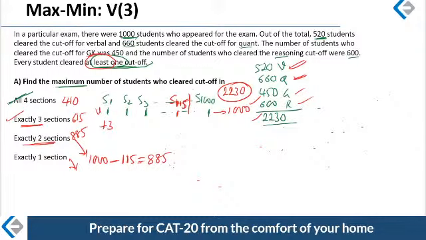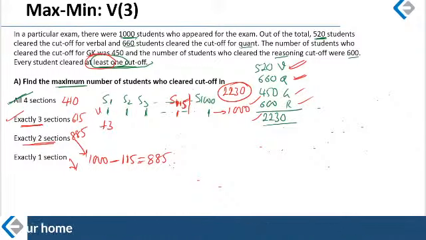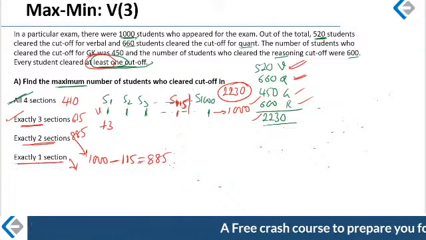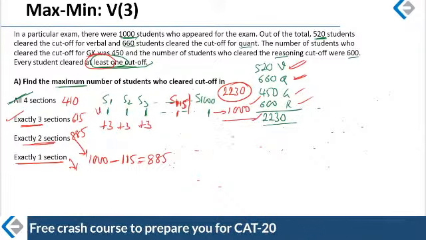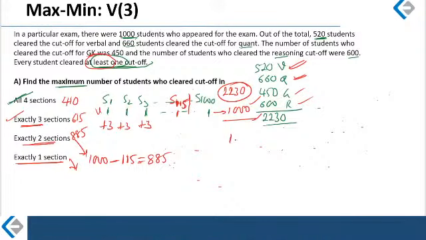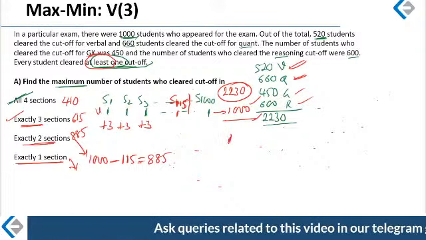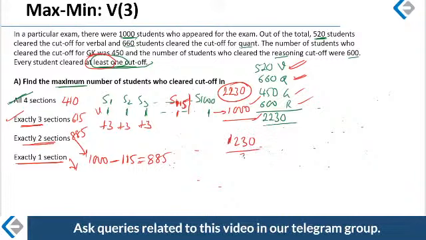All 1000 have one each, but if I give one more, it is not in my favor, because I have to give exactly one. Therefore, whoever volunteers, I will start giving 3 more. So how many students? You will say 2230 minus 1000 becomes 1230, divided by 3 more, which will become 410.